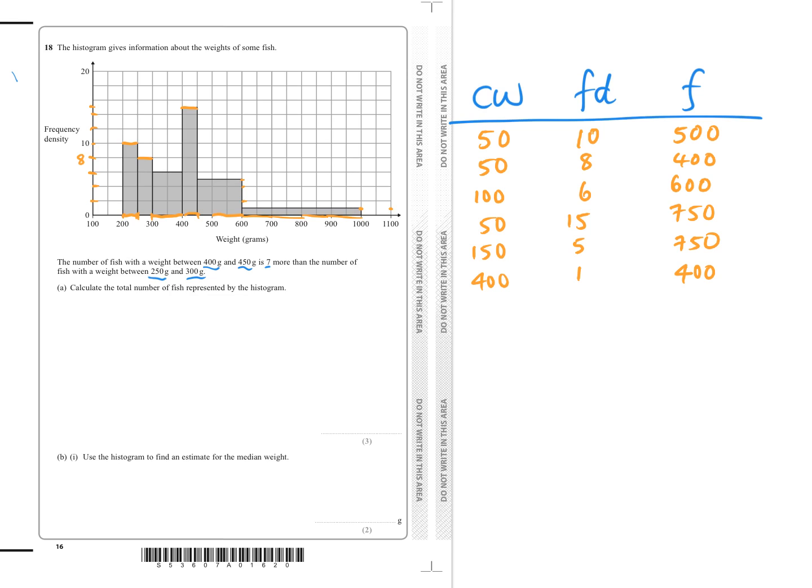Now, when it said that the number of fish with a weight between 400 and 450 is 7 more than the number of fish with a weight between 250 and 300 grams, we can use that information now, because we know that between 450 and 500 was this one here, and 250 and 300 was this one here. So it looks as though 350 as a frequency represents 7 fish.